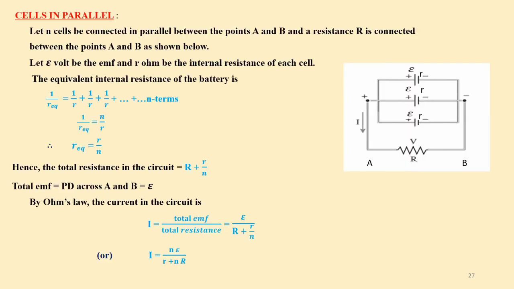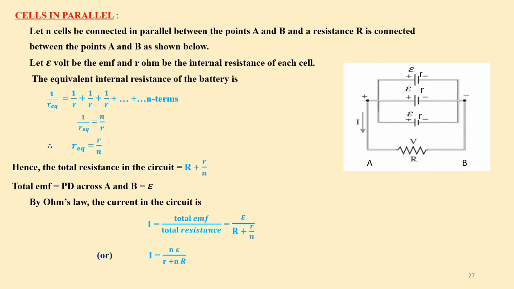Cells in parallel. Look at the circuit diagram first. There are some number of cells connected in parallel to the external resistor R. The positive terminals of all the cells are joined together and connected to the point A of the resistor R. The negative terminals of all the cells are joined together and connected to the point B, the right side of the resistor R. E is the EMF of each cell. Small r is the internal resistance of each cell.